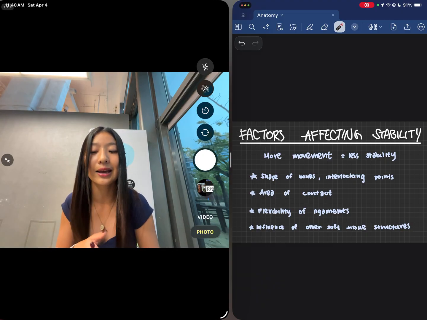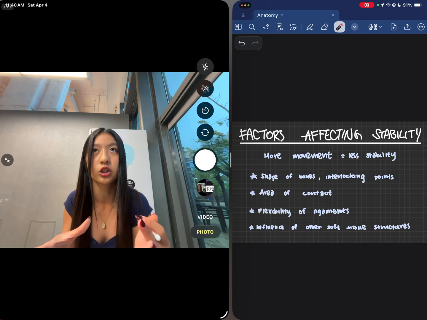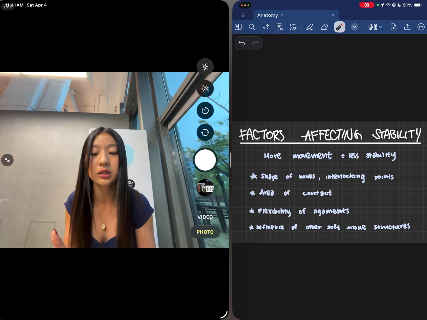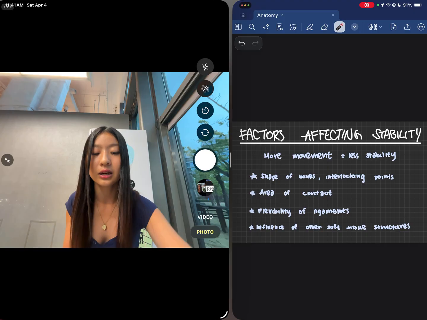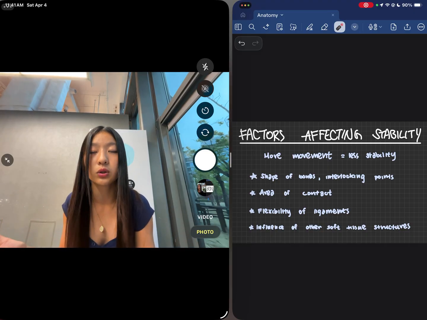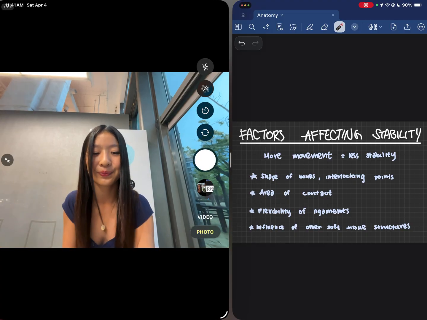The second one is the area of contact. So it's just really how big the surface of the two articulating bones are. And then the third one is the flexibility of ligaments, which is the connective tissue surrounding it. And the fourth one is the influence of other soft tissue structures, such as the muscles or other connective tissue surrounding the joint itself.